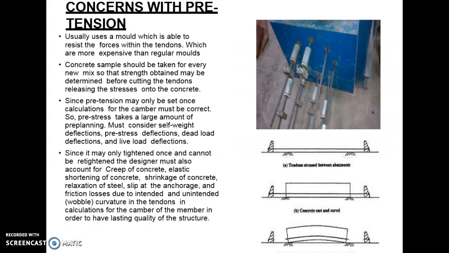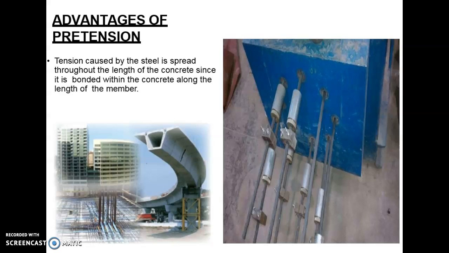Concrete with pre-tension usually uses a mold which is able to resist the forces within the tendons, which is more expensive than the regular mold. A concrete sample should be taken for every new mix so that the strength obtained may be determined before cutting the tendons, releasing the stresses onto the concrete. Advantages of pre-tension: the main advantage of pre-tension is that the bond between the steel and concrete is highly effective. It is the main advantage.